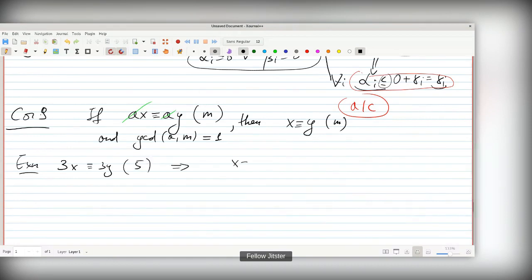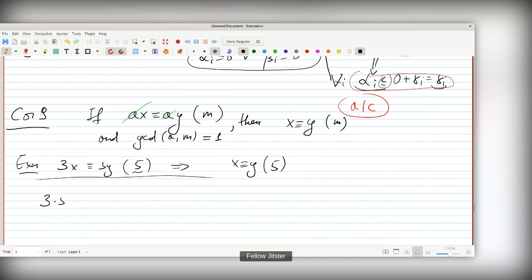That means that x must be congruent to y modulo 5, because 3 and 5 are coprime. But if it were 15 here, it wouldn't be the case. Let us show that this coprimality assumption is important. Assume that, for example, we have not 5 here, but 15, which is not coprime to 3.